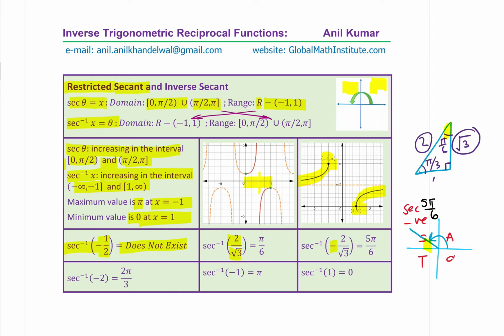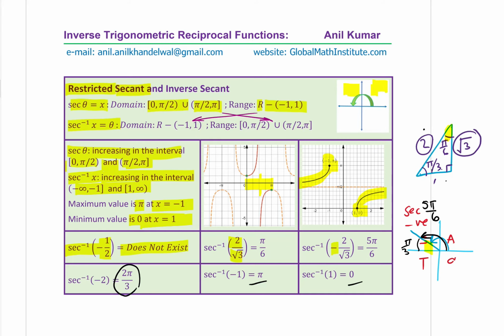Now secant inverse minus 2. So minus 2 means this over that, and we are looking into pi by 3. Now because it is minus, we are looking for this angle as pi by 3. So if this angle is pi by 3 here, then the angle which we are talking about is 2 pi by 3, and therefore that becomes the solution. Is that clear to you? Secant inverse of minus 1 is the absolute maximum value, which is pi, and secant inverse of 1 is the absolute minimum value of 0, and that is how we can find the values.